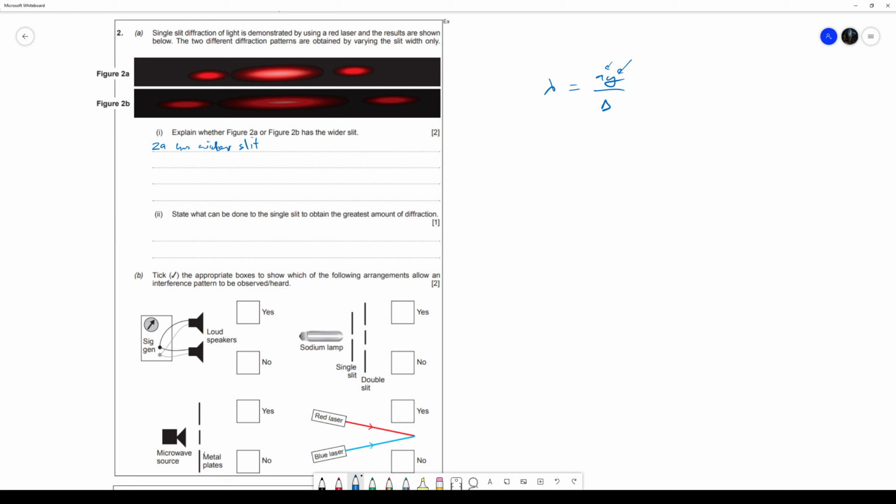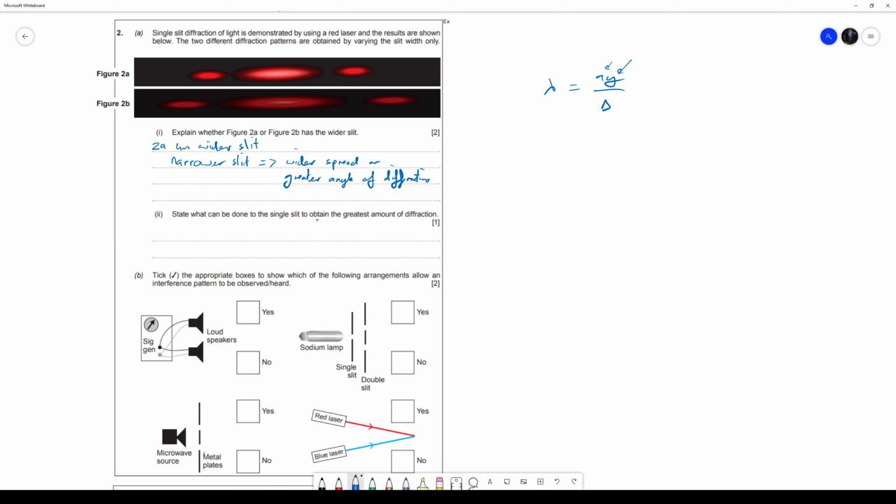So, it does say explain. There's two marks for this. I'm assuming that's the first mark: 2A has the wider slit. And for my explanation, a narrower slit implies a wider spread or greater angle of diffraction. You could probably get that second mark for simply saying 2A has the wider slit because it has a narrower spread or something like that.